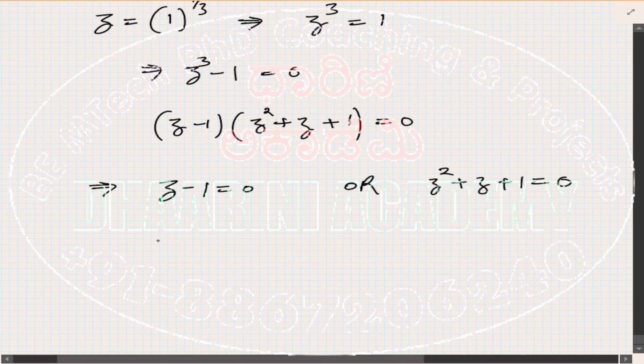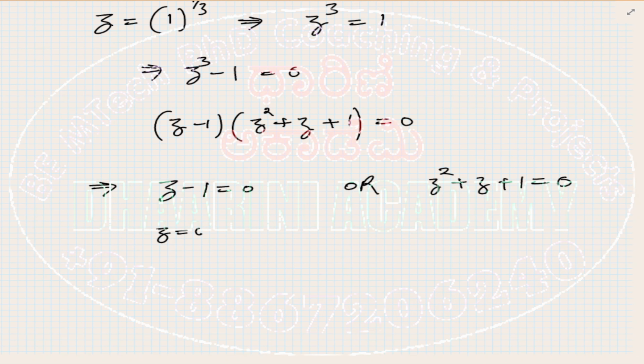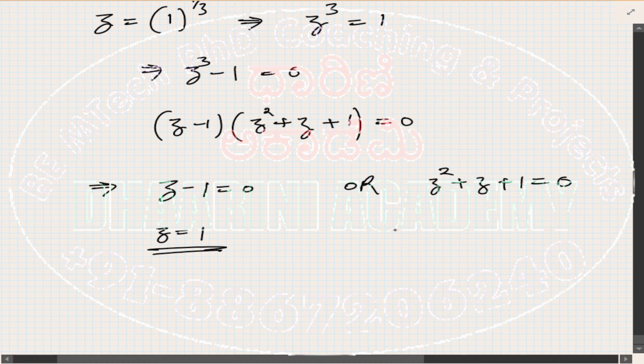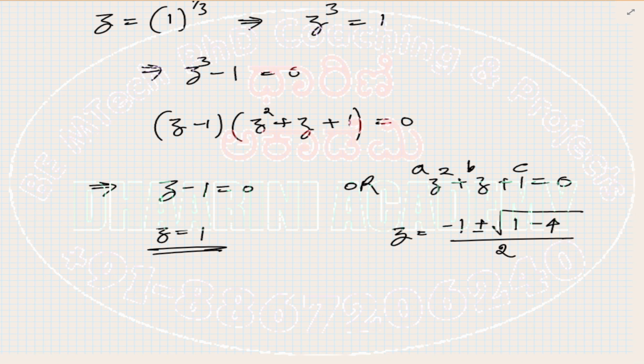So left hand side suggests that you can write z equal to 1. z minus 1 equal to 0, so we can write simply z is equal to 1. This is one root. At the same time, the quadratic equation, you can try to write its root, that is z is equal to minus b plus or minus root of b square minus 4ac whole divided by 2a. So here a, b, c are all 1, 1, 1.